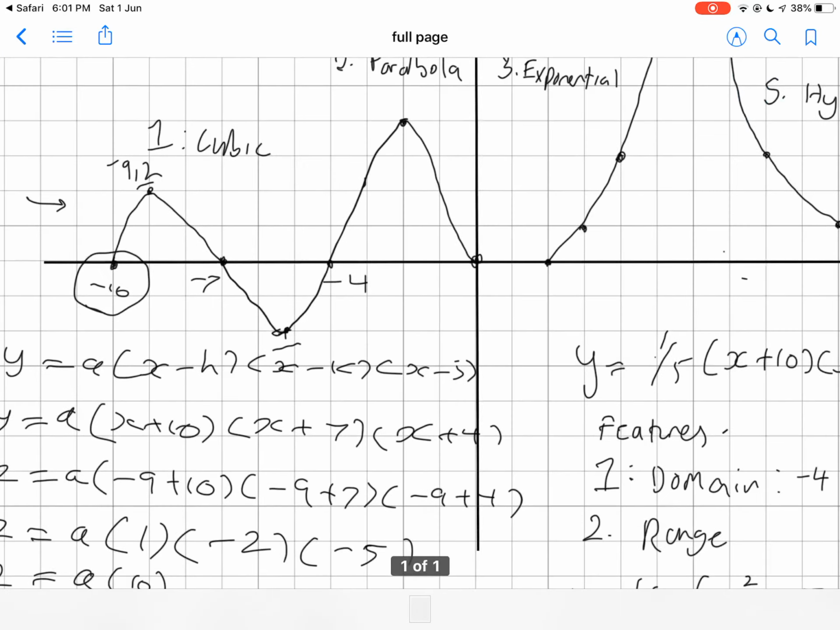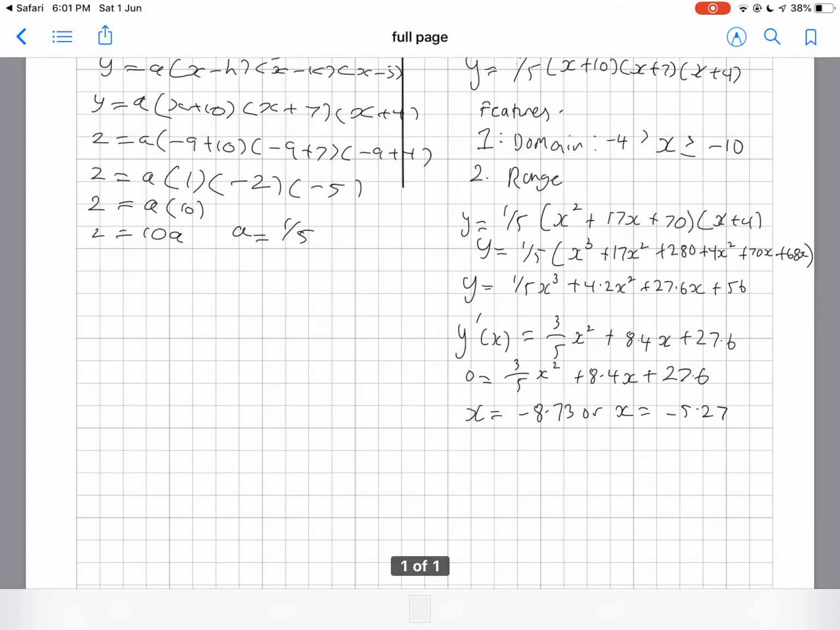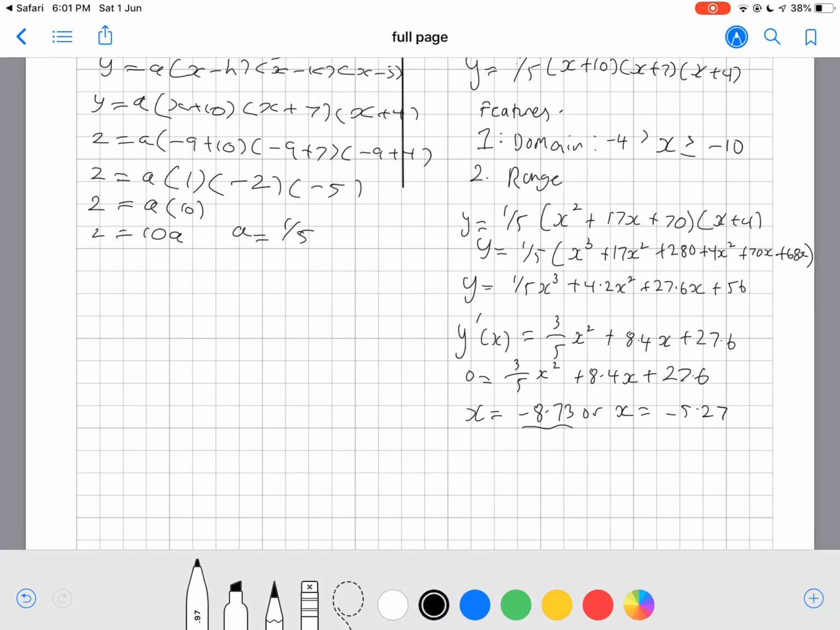So that's here, and that's also here. That's what I mean by the x values. Now in order to find the y values, you just substitute x into the equation. So we'll do negative 8.73 first.